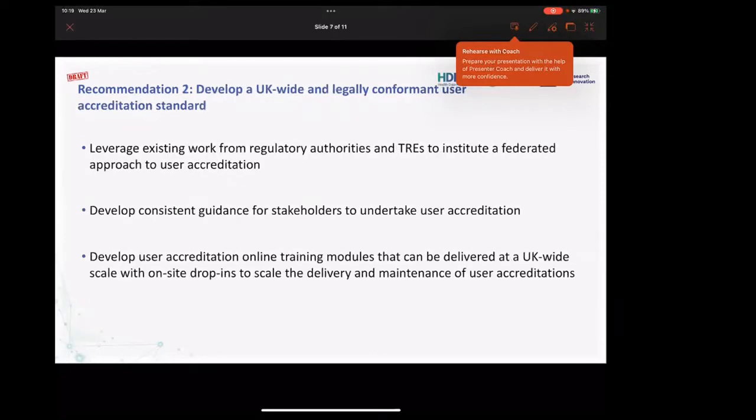The next recommendation is to build a UK-wide legally conformant accreditation standard. What do I mean by user accreditation? It means the process by which a researcher proves that they have undertaken information governance training, sensitive data handling training, the training that's a core requirement to access sensitive data. A lot of data custodians require this. There are a lot of existing regulatory authorities and accreditation frameworks in place already in the UK.